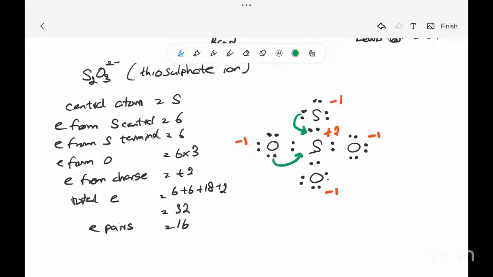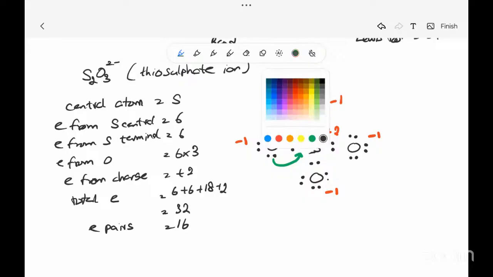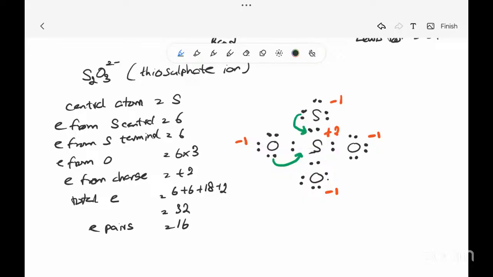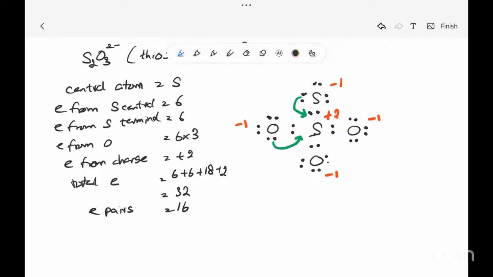If it were something like oxygen, this would not happen. Let's say that the sulfur is from the second period. We can't do this one. But that sulfur is from the third period, so it can accommodate more than the electron octet. Then we can see a structure like this.